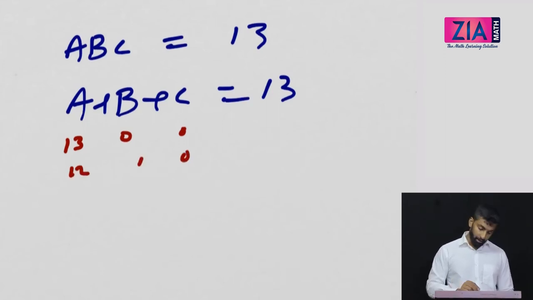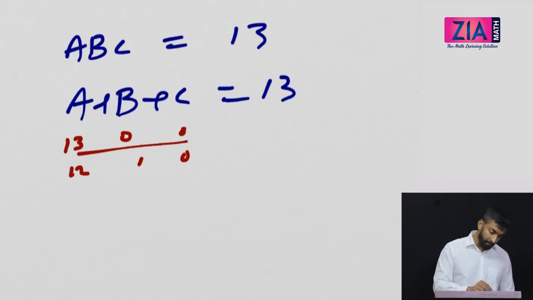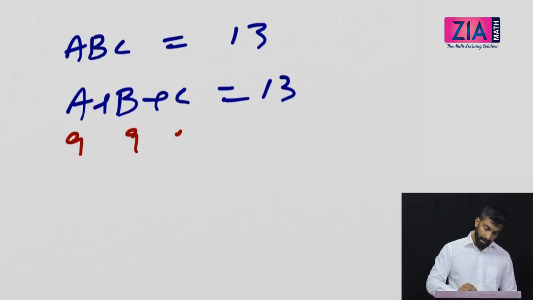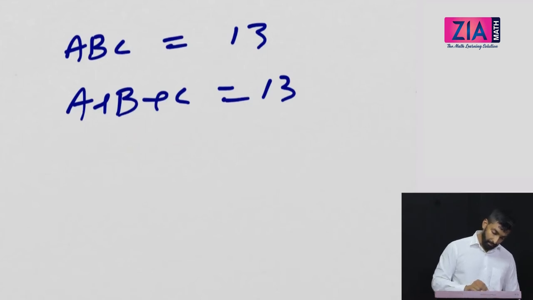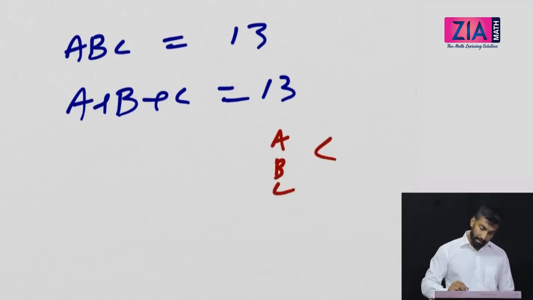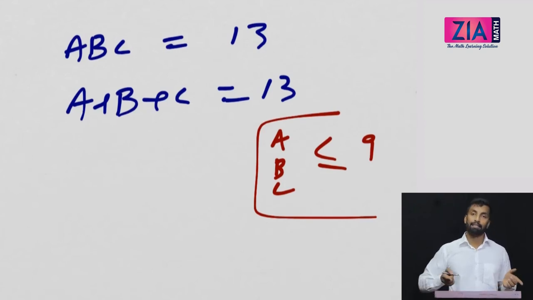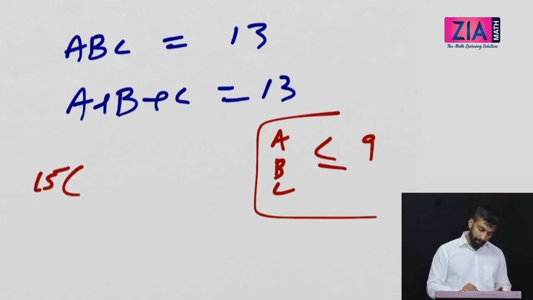Here that is not possible, because if you do this, it becomes 4-digit, right? So what you can do, maximum value of A, B, C can be 9. So there is a condition here, A, B, C should be less than or equal to 9. The maximum value which can be taken is 9. So what you need to do here is, you need to see how many ways 13 can be distributed, that is 15C2, right?